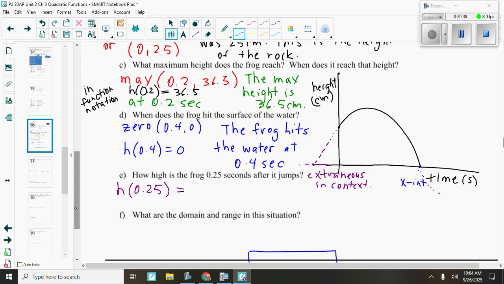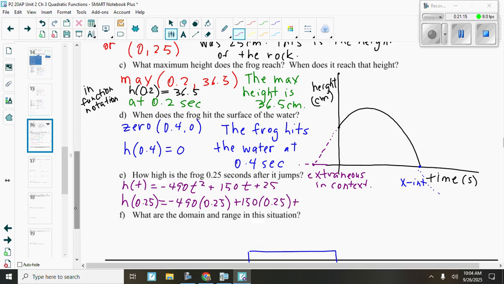So in our formula, let me just write it down here so we have it. This was our formula: t squared plus 150t plus 25. I would want you to just show me the substitution. Oh, not 2.5, silly. 0.25, plus 150 times 0.25, plus 25. And then you're going to give me the answer.